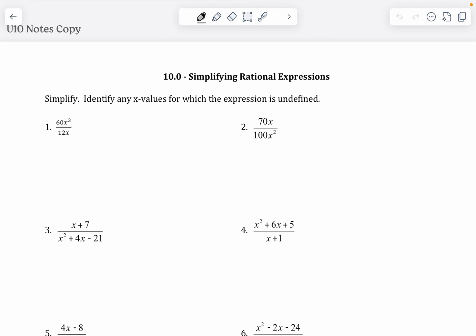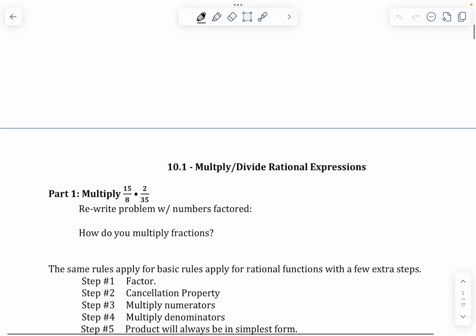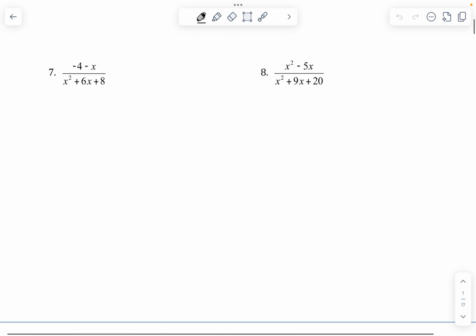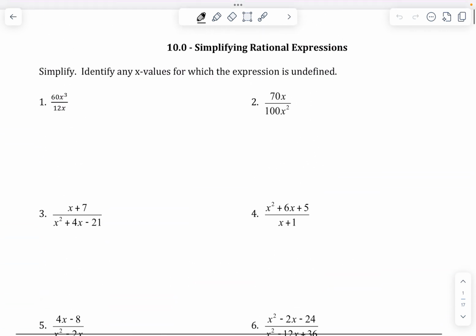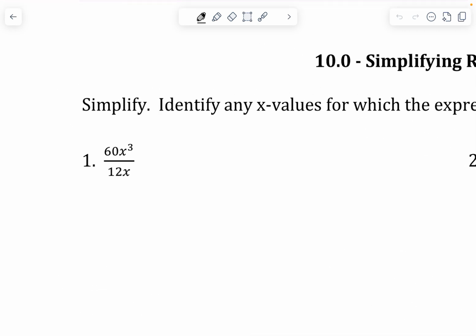All right, in this lesson, we are simplifying rational expressions, and then we are going to get into multiplying and dividing rational expressions. Okay, and so we are going to start by simplifying each rational expression, and you simplify rational expressions by basically canceling any common factors that are on top and bottom.